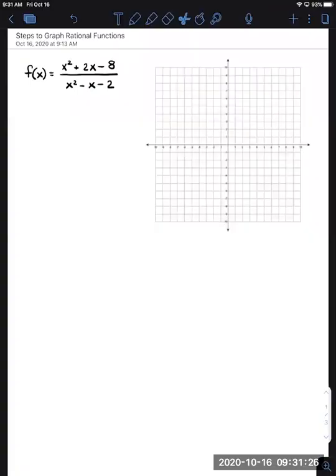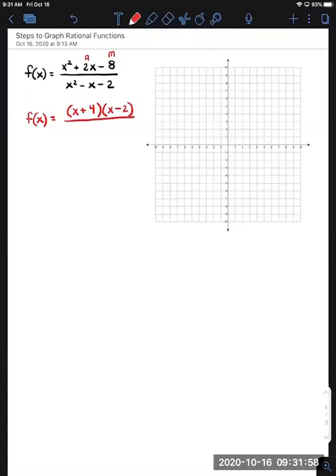This video is going to show you how to graph rational functions, and it follows along with the 12 steps that I've posted on Canvas. So step number 1 is to factor if possible. So we're looking for things that multiply to -8, but add to be +2. So the top part of this fraction factors into x plus 4 times x minus 2.